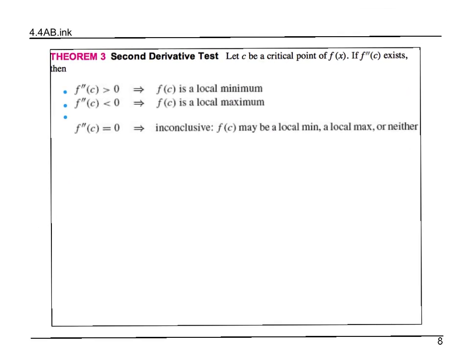Okay, so the second derivative test states that if f double prime of c is greater than 0, then f of c is a local minimum, as long as c is a critical point, of course. And then if f double prime of c is negative, then f of c is a local maximum. And if f double prime of c is 0, it's inconclusive. It still might be a min or a max.